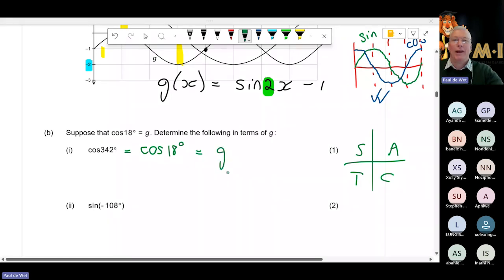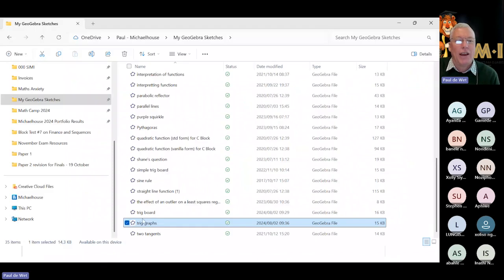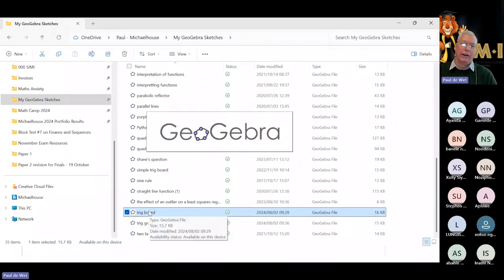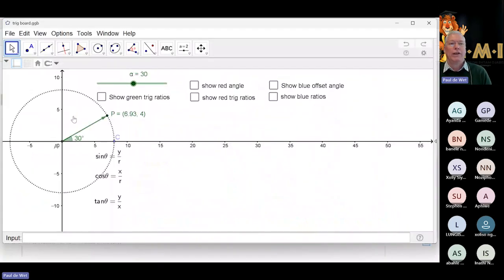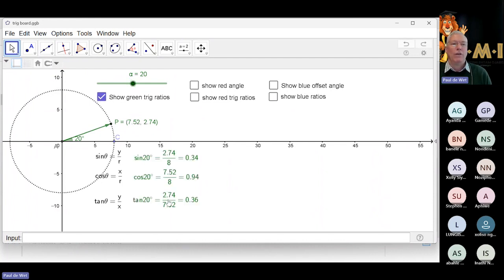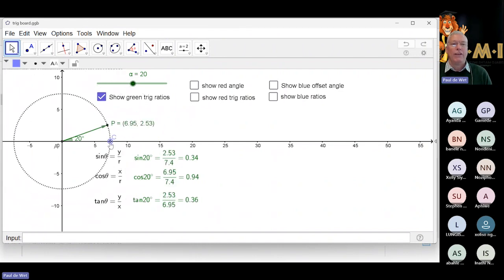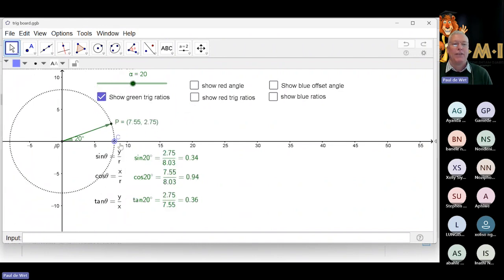I hope I'm not making you tired of all my sketches, but there is no substitute for understanding. I want to just quickly show you this in terms of reductions. If I've got an angle, and now this is not going to go to 18 degrees, but I'm going to go to 20 degrees. If you look at the green trig ratios, there they are, for that angle. And remember, it doesn't matter how big the radius is. The trig ratio, the sine of 20, is the same size for all of them.